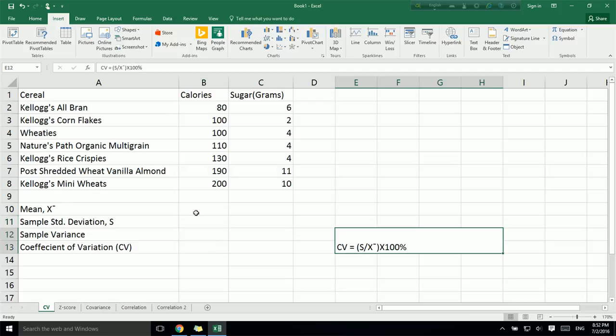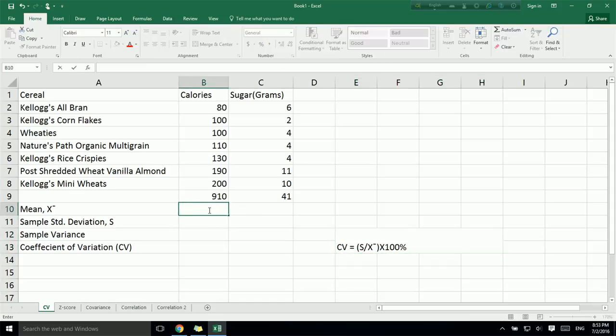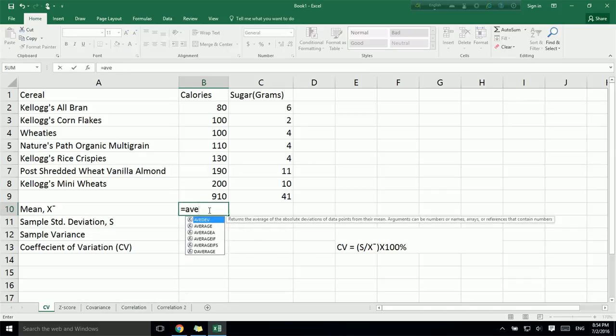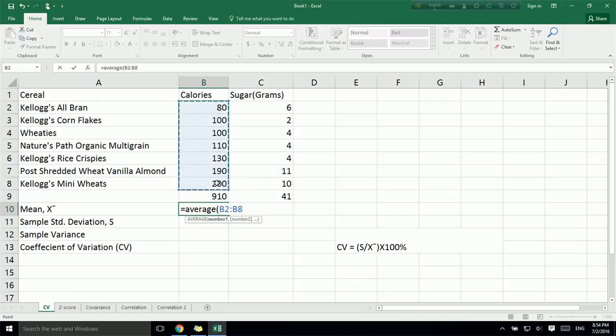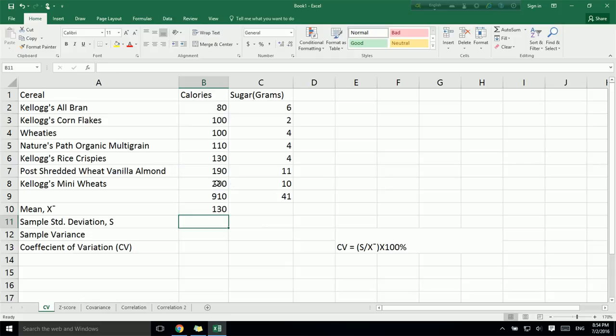So let's do that. As I told you before, coefficient of variation gives you the variation in the data relative to the mean, and it is expressed as a percentage. So the formula is pretty simple. It is standard deviation over mean multiplied by 100%. So to get that, first let's get the mean. Last week we learned how to get the mean, so let's use that knowledge. You write average, select your data, close parenthesis and enter.